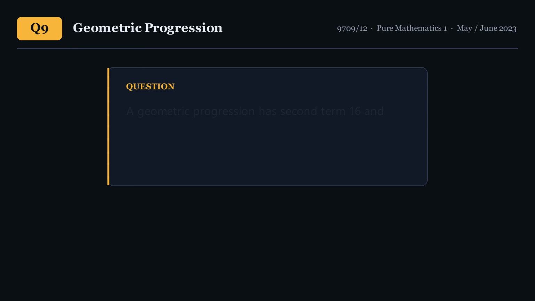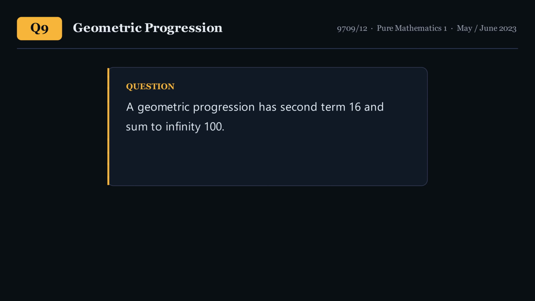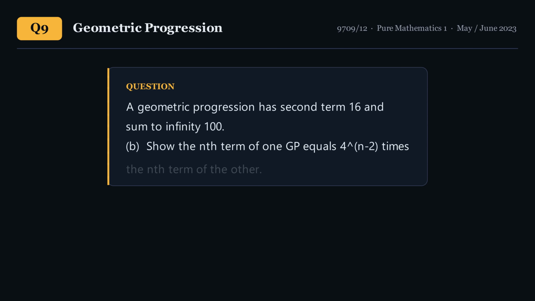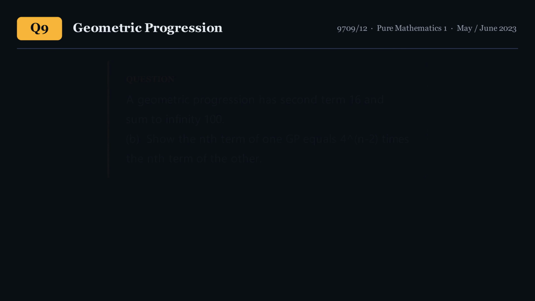A geometric progression has second term 16 and sum to infinity 100. Part B. Show the nth term of one GP equals 4 to the n minus 2 times the nth term of the other. Now let's work through the solution step by step. Write the nth term of each progression separately.